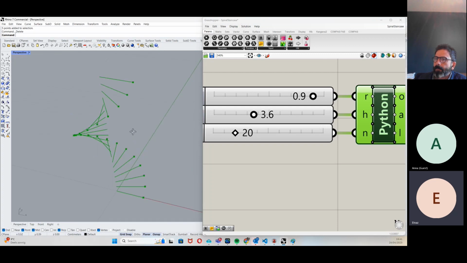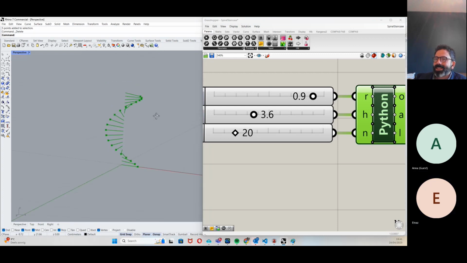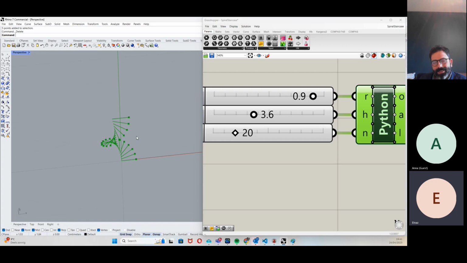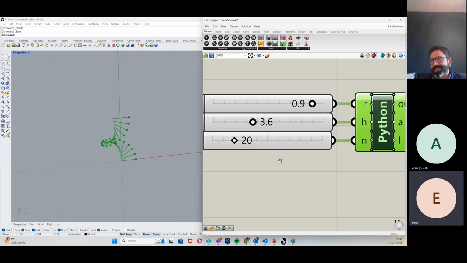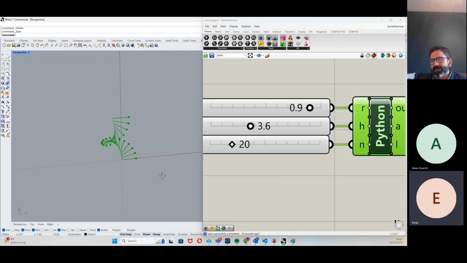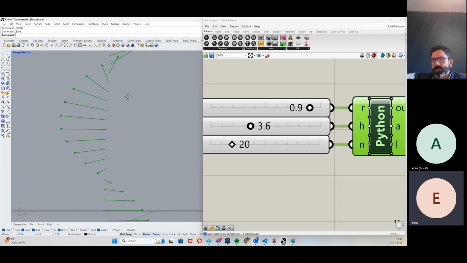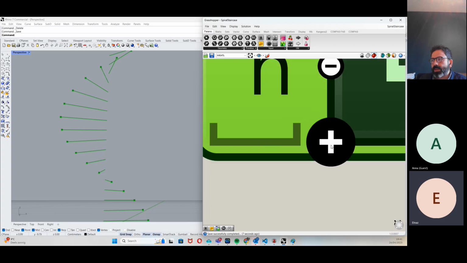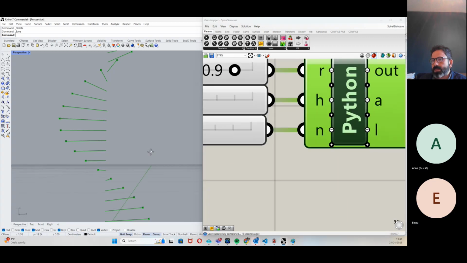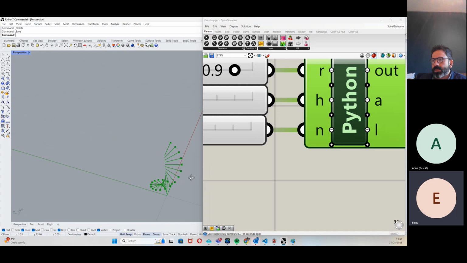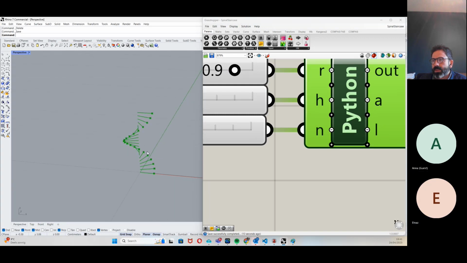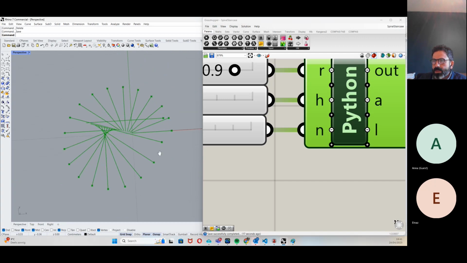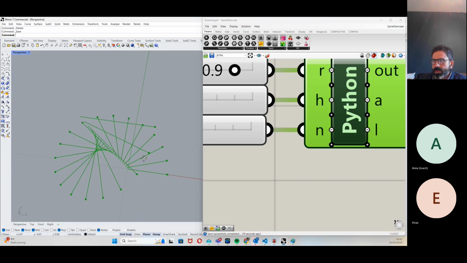May I ask a stupid question? There's no such thing as a stupid question. Go ahead. How can I add one more parameter to this Python component? You can zoom in and press this plus button. Okay, thank you. Welcome. Okay, so far, so good.